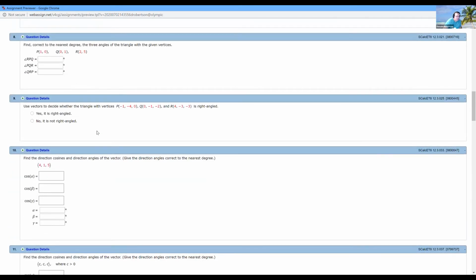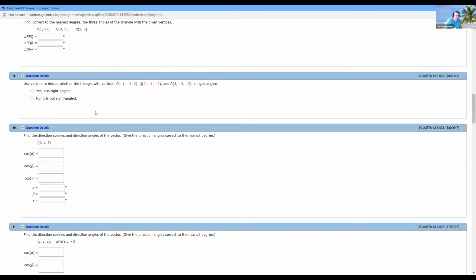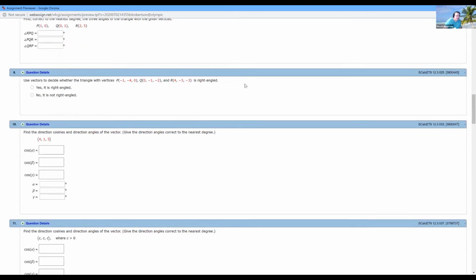Find angles of vectors. Okay, suppose I was doing question 29. Are these vectors right angled? See this guy here? P, Q, and R. Now I could do this two different ways. I could do it using dot products. I could do it using just magnitudes of vectors.